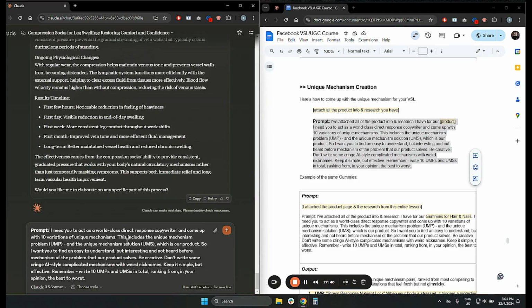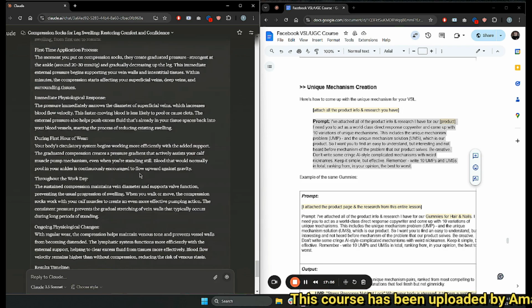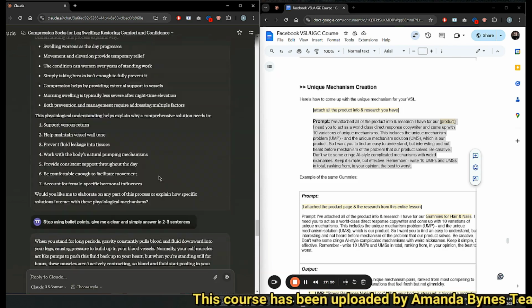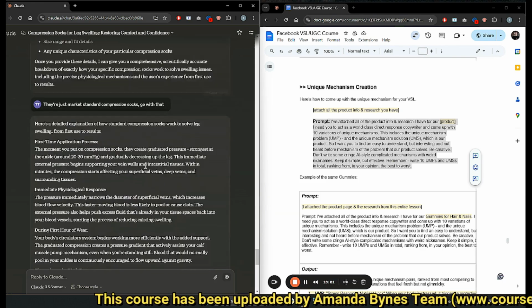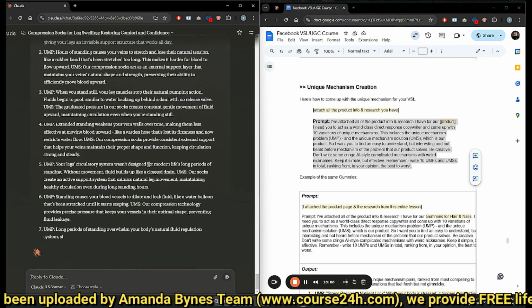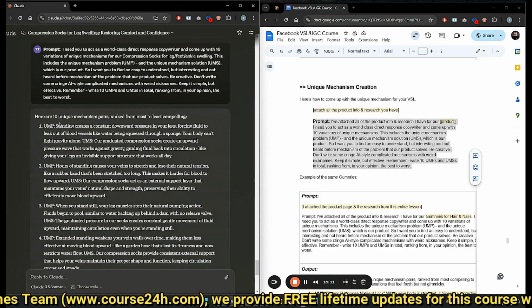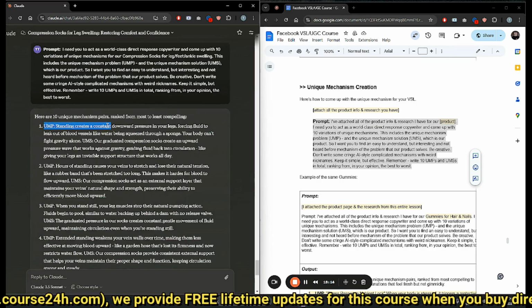So I will use this, but since I don't have the product information here, I will just delete this. Now I need you to act as a world-class copywriter and come up with 10 variations of unique mechanisms for our compression socks for leg, feet, and ankle swelling. I kind of saw the mechanism myself when it said that gravity pulls the blood down and your body is struggling to get it back up, but compression socks act as an external muscle pump and get it back up. And it might say something similar here. Yeah, for example, the first one.